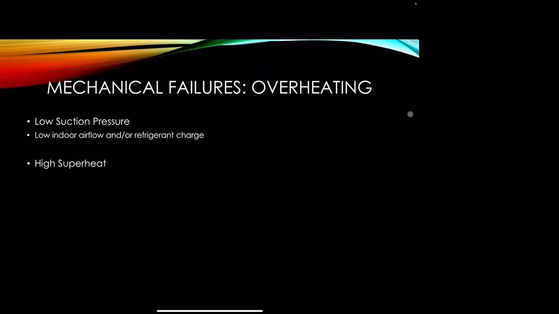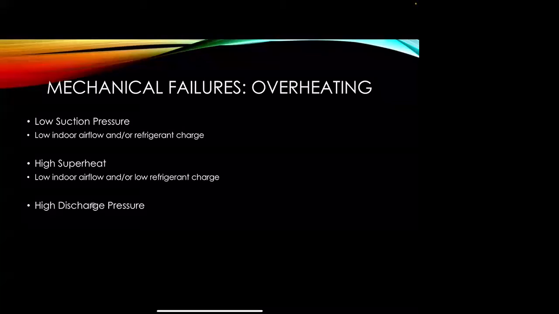High superheat. Could be different things that lead to high superheat. Again, it can be the same thing with low indoor airflow, low refrigerant charge, restrictions, things like that within the system. High discharge pressure. If we have a high discharge pressure, we can lead to floodbacks, things like that on that compressor. You can also lead to increased temperature on your discharge line, which again, what's our maximum number that we want to stay under?